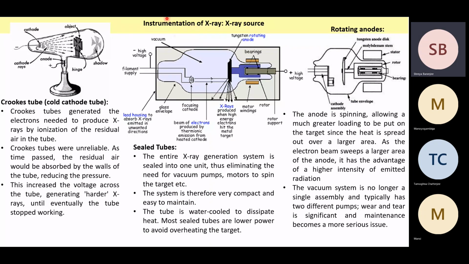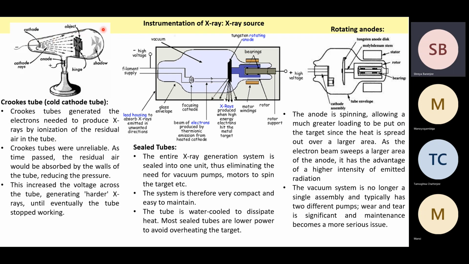Next, we will talk about the instrumentation of X-ray. So for any X-ray crystallographic experiments, you need an X-ray source. Earlier, this source used to be something called a Crookes tube or a cold cathode tube. So the Crookes tube generated the electrons needed to produce X-rays by ionization of the residual air in the tube.